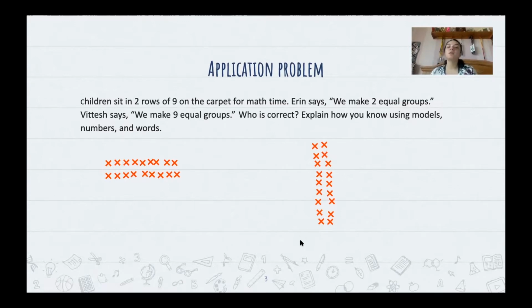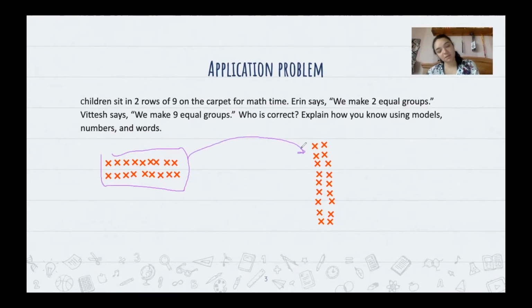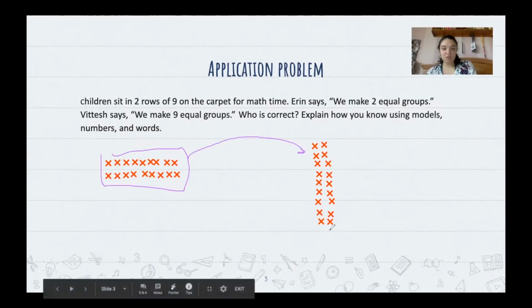So who is correct? Well, they are both correct because of the commutative property. If you look at this one, if you were to take this array and turn it like this on its side, it would look exactly the same as this. And same thing over here. If you were to take this array and turn it, it would look like that.